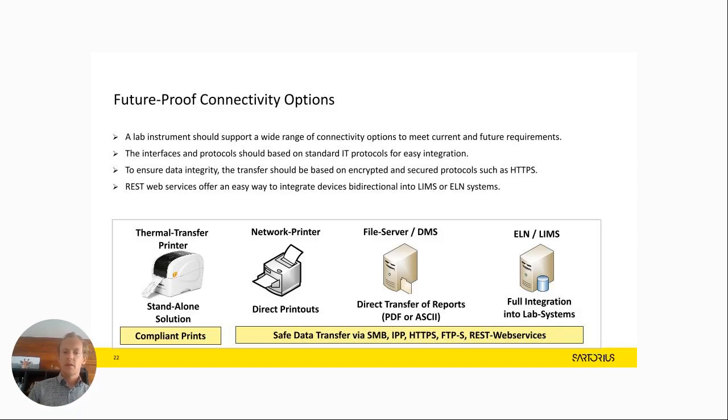But besides that, you can set up a lab instrument, or in this case, a balance, as well with your office printer, any network printer close to you where a normal paper size printout might be better. Or you go directly paperless into any server, ELN or LIMS solution. And we list a lot of different possibilities to do safe data transfer because we are so open.